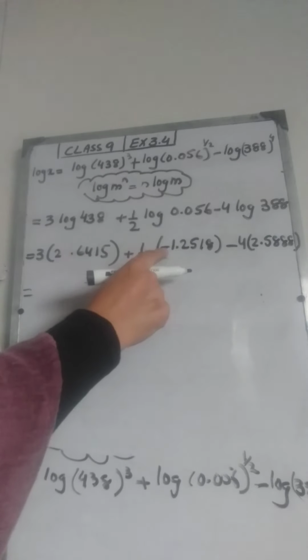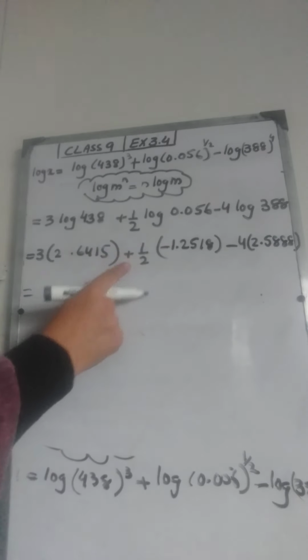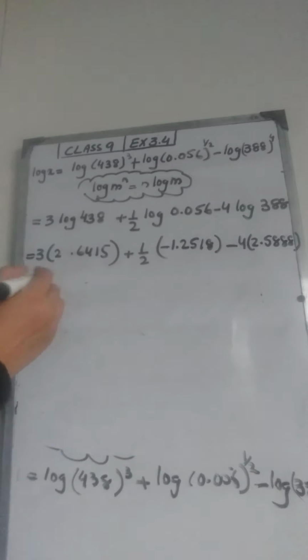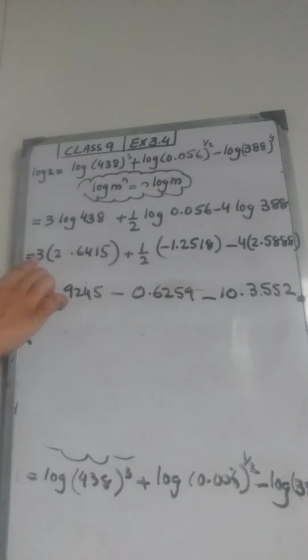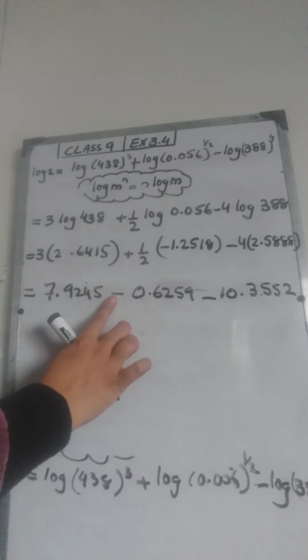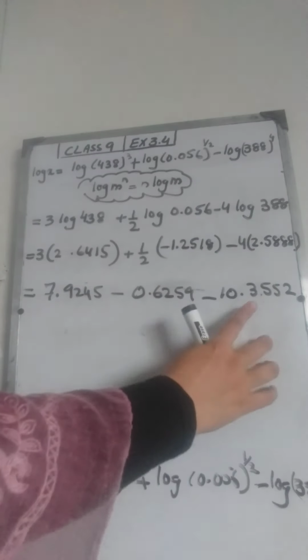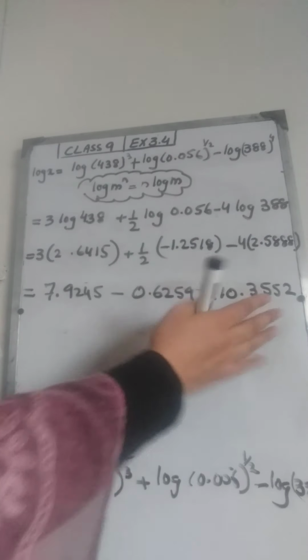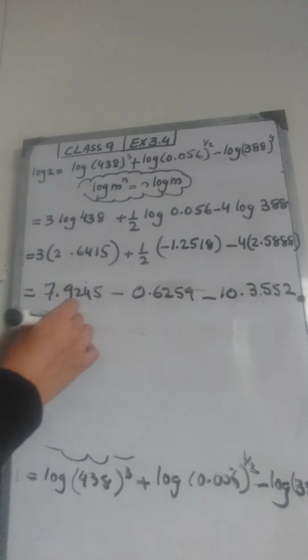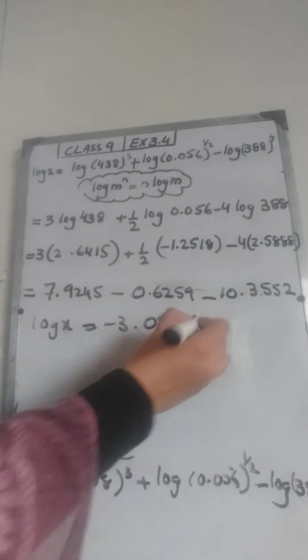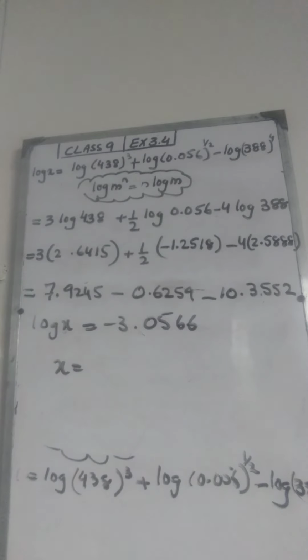The next step is we are going to multiply 3 with this number, and this will be plus minus minus, so we will get a negative sign over here, and here also we are going to multiply these numbers and then get the answer. So 3 into this number gives this; dividing this number by 2 and multiplying plus minus minus, we get a negative sign over here; 4 multiplied by this number gives you this. Now subtracting this number from 7 and then subtracting this number from the result, what we get is log of x is equal to negative 3.0566.